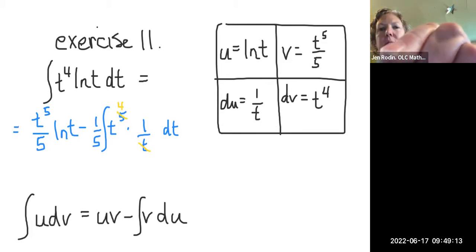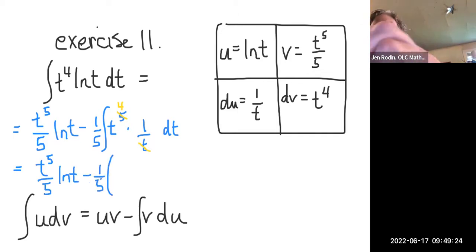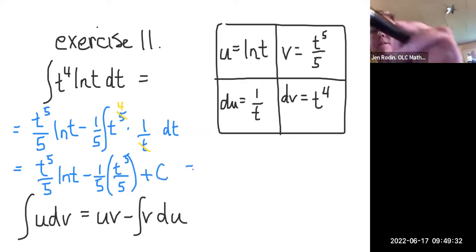So, T to the 5th over 5 times ln T, minus 1/5 times T to the 5th over 5, plus C. And then I'll clean up that second term a little bit.